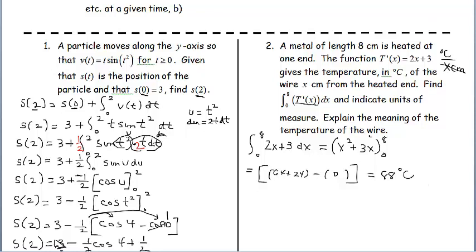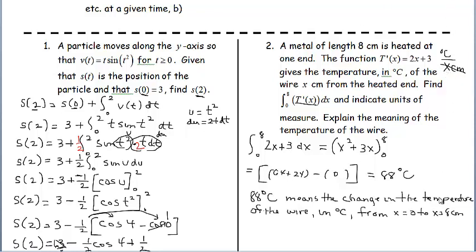All right, now let's explain the meaning of the temperature of the wire. Thinking about what was said earlier, this represents a change in the temperature from the heated end to the opposite end in degrees Celsius. So kind of remember that saying, nuts. Let's do the number, the units, the time. But in this case, kind of interesting, there's no time. Instead, we're talking about a length. It's the x here instead. And then we're going to use a sentence.